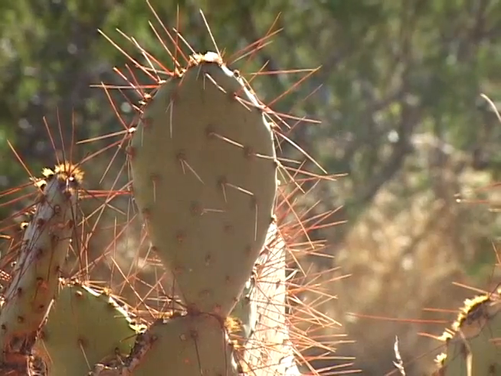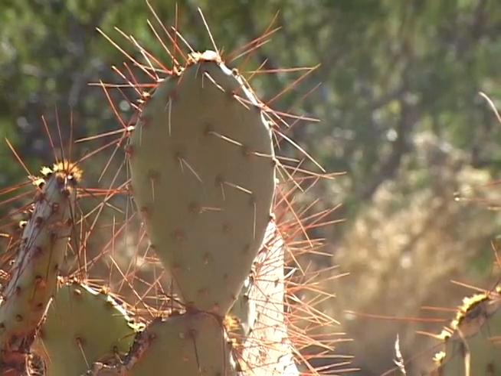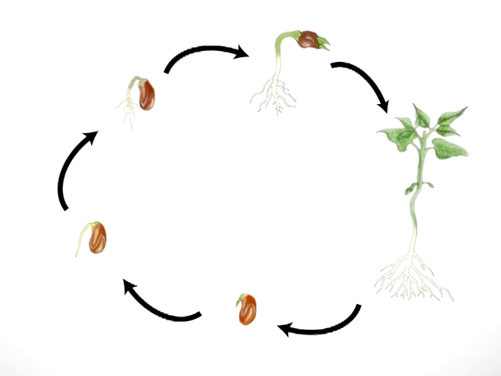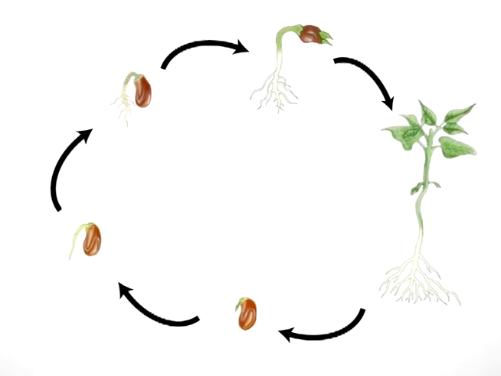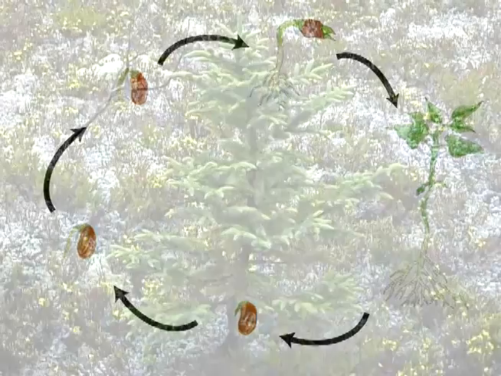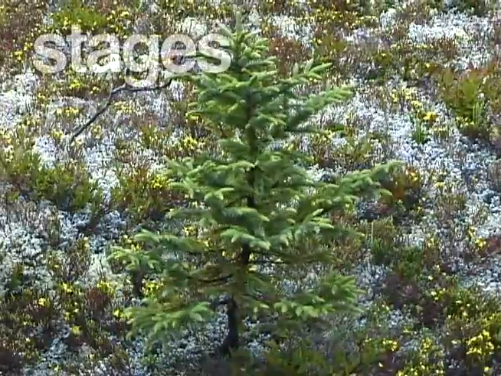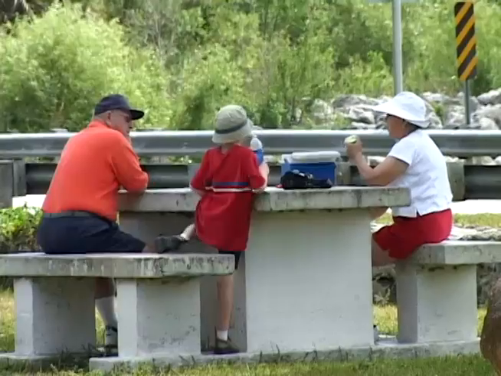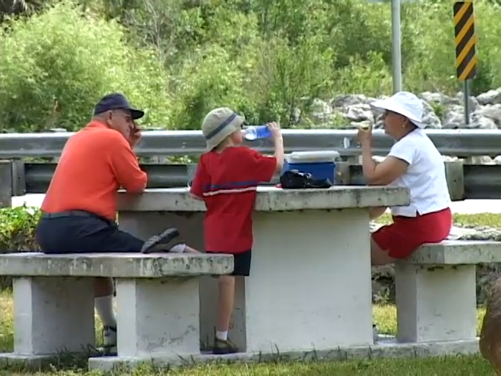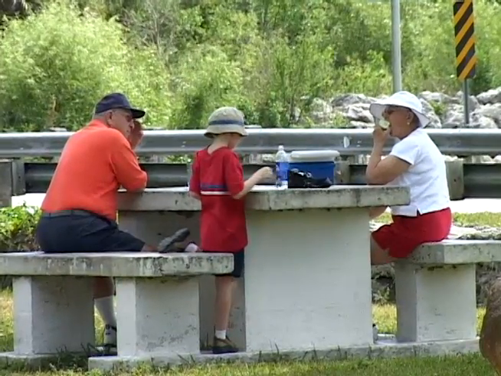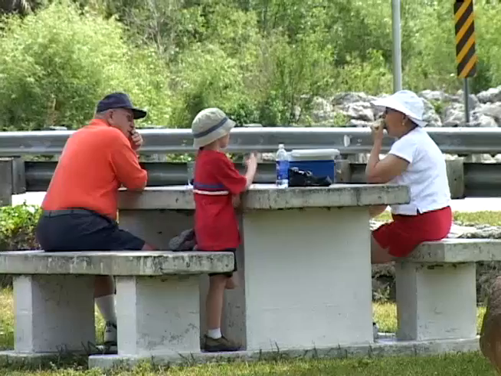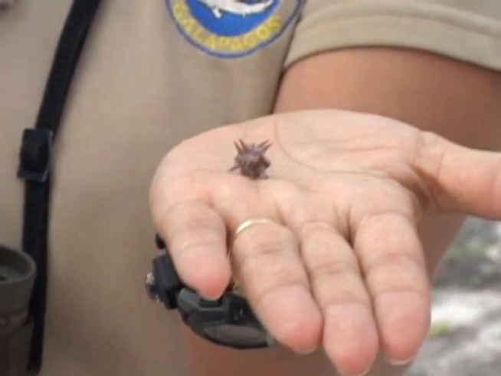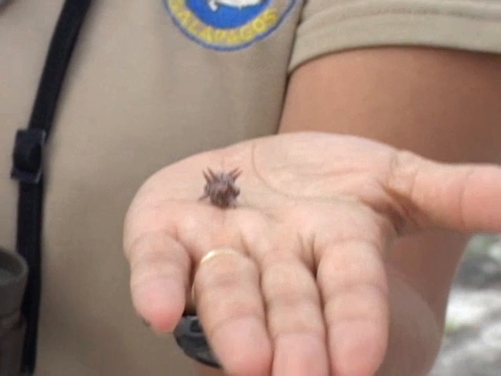All living things, including plants, have a life cycle. Sometimes life cycles are represented by circular diagrams, like this one. The different phases in a life cycle are called stages. Even though all living things are not the same, most have similar life cycle stages. Let's now take a look at the beginning life cycle stage of a plant.